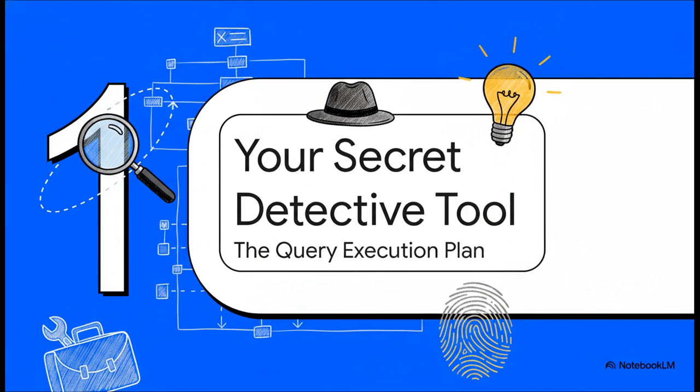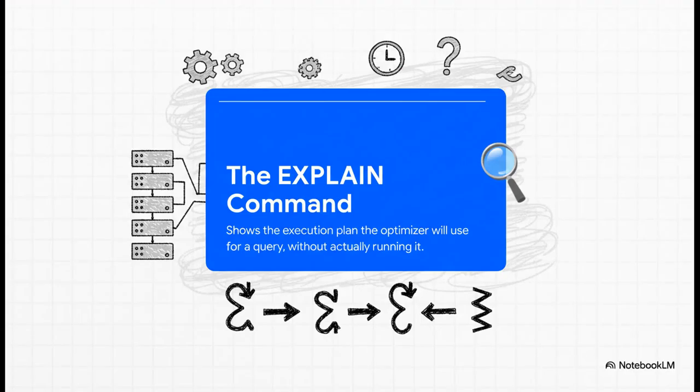To solve this mystery, every good detective needs a toolkit. And for slow queries, your number one tool, your secret weapon, is something called the Query Execution Plan. This is how we're going to get our first real lead. And that weapon is a super simple command.